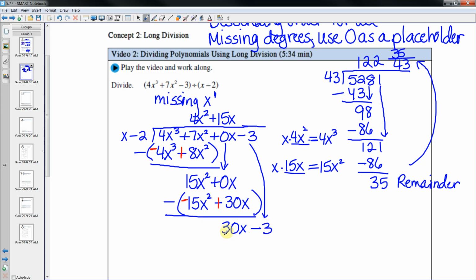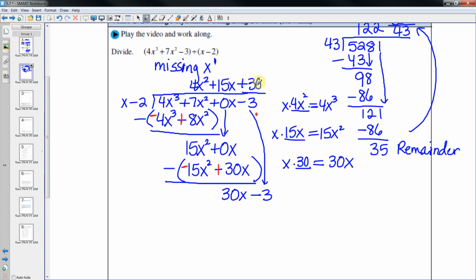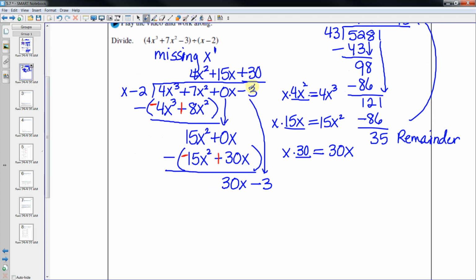Start again. X goes into 30x, so x times blank equals 30x. And this time it's just the number 30, so a plus 30. And lining it up helps me see what I'm looking for next. I could see I already had an x term, so I knew I was looking for a constant term to go above that negative 3. Okay, multiply out. 30 times x is 30x. 30 times a negative 2 is a negative 60. Subtract off. So let's change those signs.